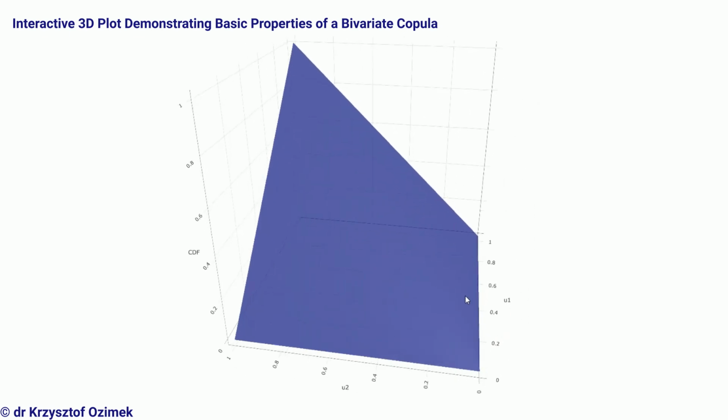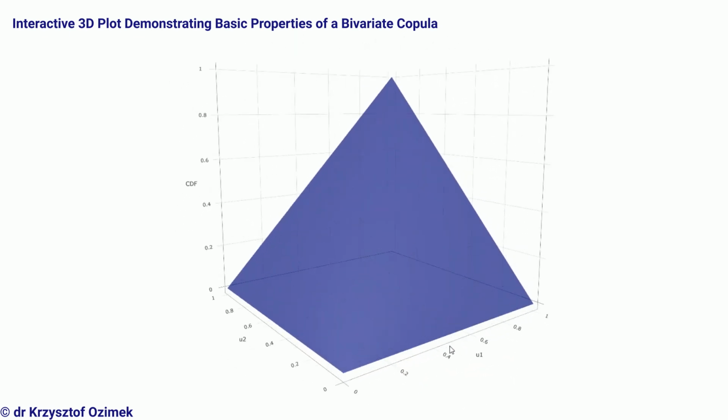Here, we have an image of a bivariate copula. We have variable u1 and variable u2. Using this bivariate copula surface, we will discuss the properties that were previously introduced.